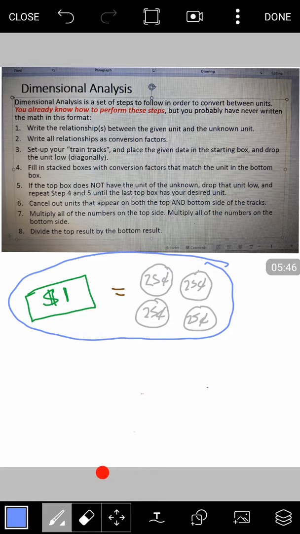If $1 equals 4 quarters, to write that as a fraction, I'm simply just going to say $1.